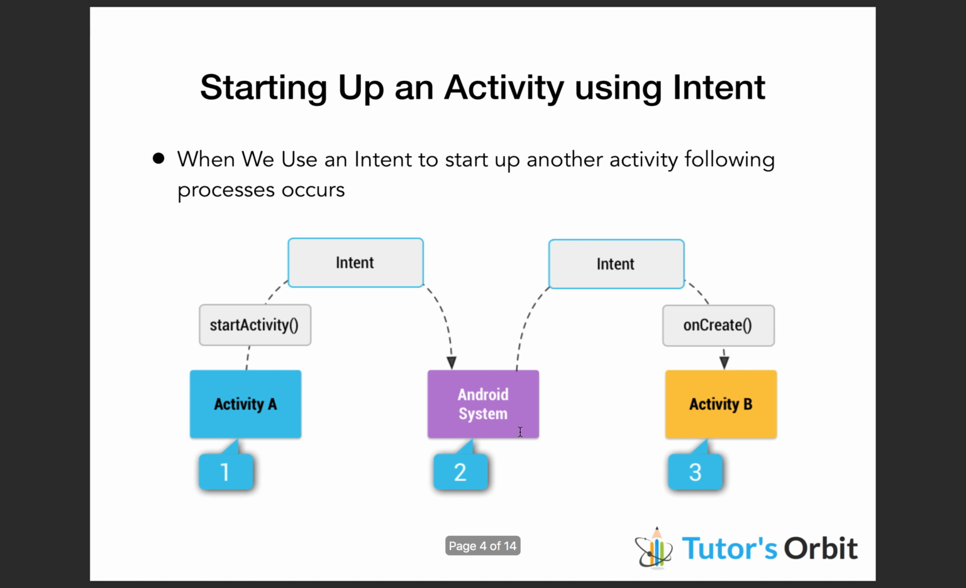So how does an intent work? Basically, we are in an activity and we call the startActivity method, passing it our own intent. This intent is then captured by the Android system. The Android system, on that intent, creates the activity B that we wanted to start or invoke. So this is how intent works on the basic level.